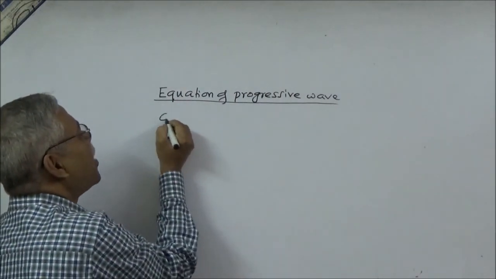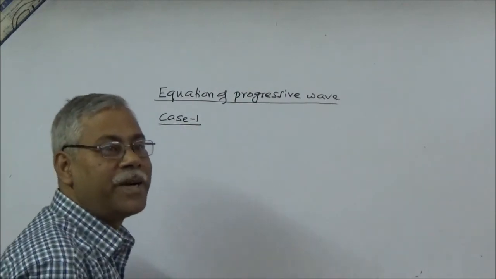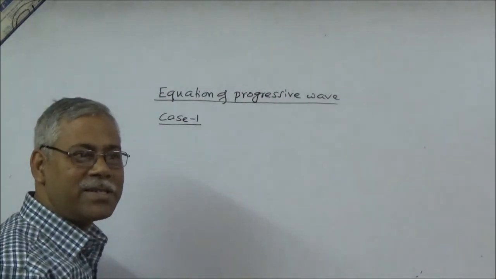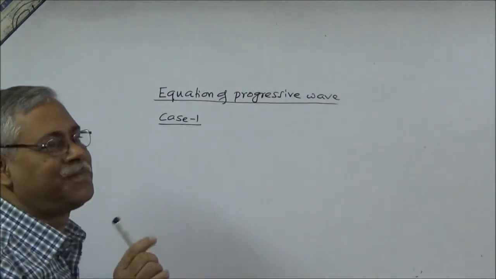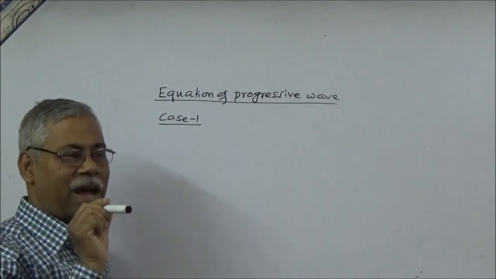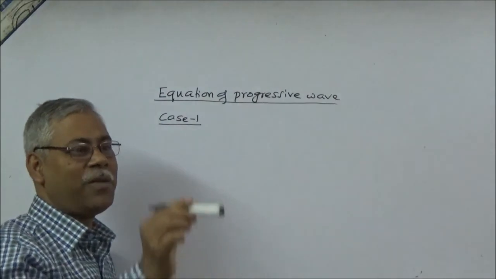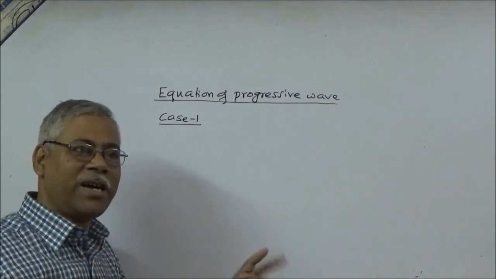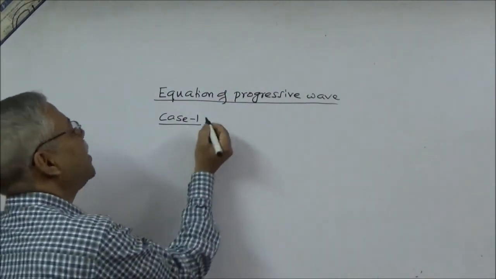This is case 1. We will discuss two different cases. In one case, the wave will travel from left to right. In another case, the wave will travel from right to left. So in one case, a progressive wave is generated and it is traveling in your direction. That is one case. Then you are asking me a question: the wave is traveling in the opposite direction. Both the cases will be discussed separately. So case 1.